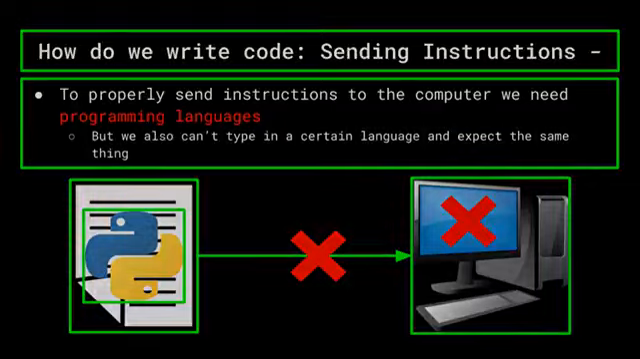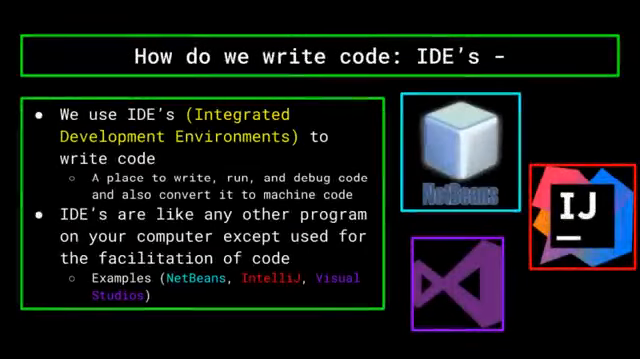Well, the answer is with an IDE. An IDE, which stands for Integrated Development Environment, allows the facilitation of code by a computer. IDEs provide a graphic interface on your computer in which the programmer can easily write, run, and debug code without having to worry about problems with compilation or interpretation of the program. Think of an IDE as any other program on your computer, such as a game, a browser, or even the File Explorer, except we'll be using it to write code. IDEs are able to turn your code into machine code and run it through the computer to produce results.